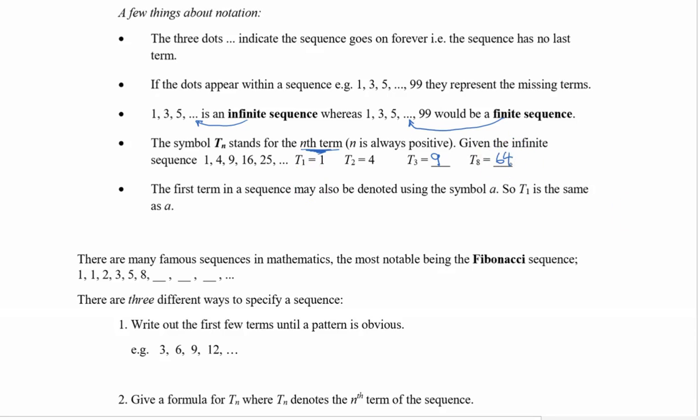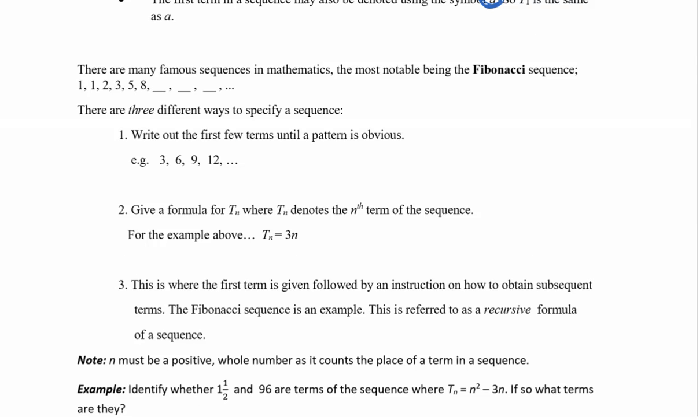Now, just be aware that the first term, T1, may also be denoted using A. So if you see an A appearing, it's just referring to the first term. Not all patterns of numbers are an AP or a GP. There can be other types of patterns, and the Fibonacci sequence is an example.